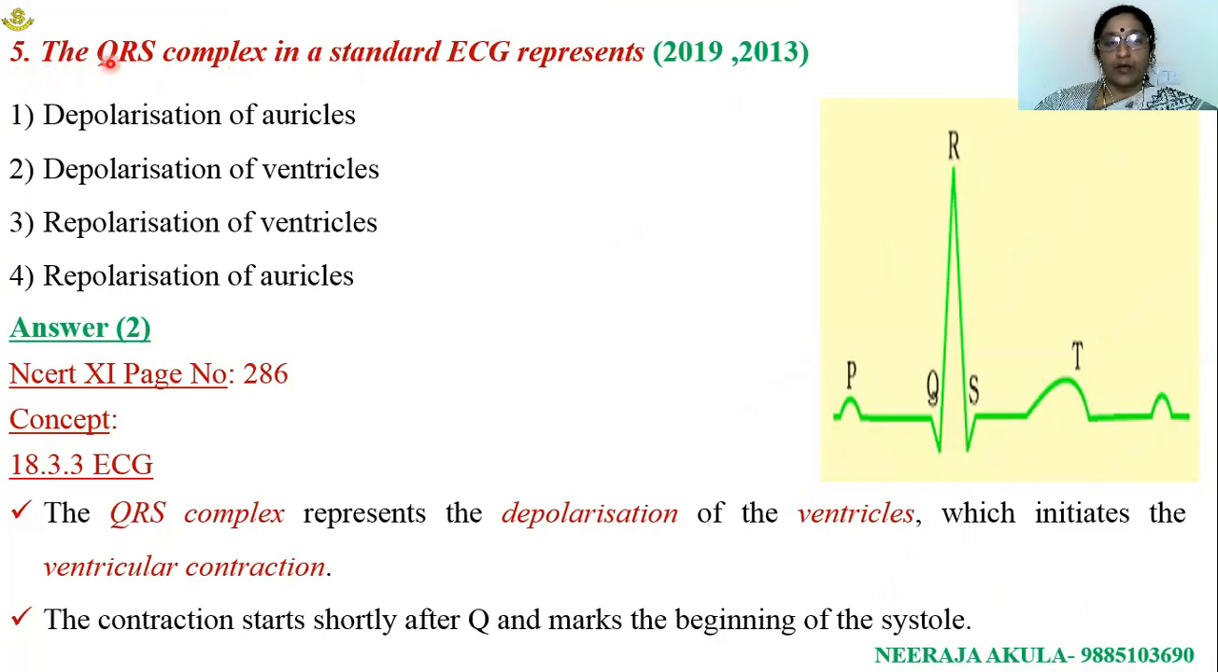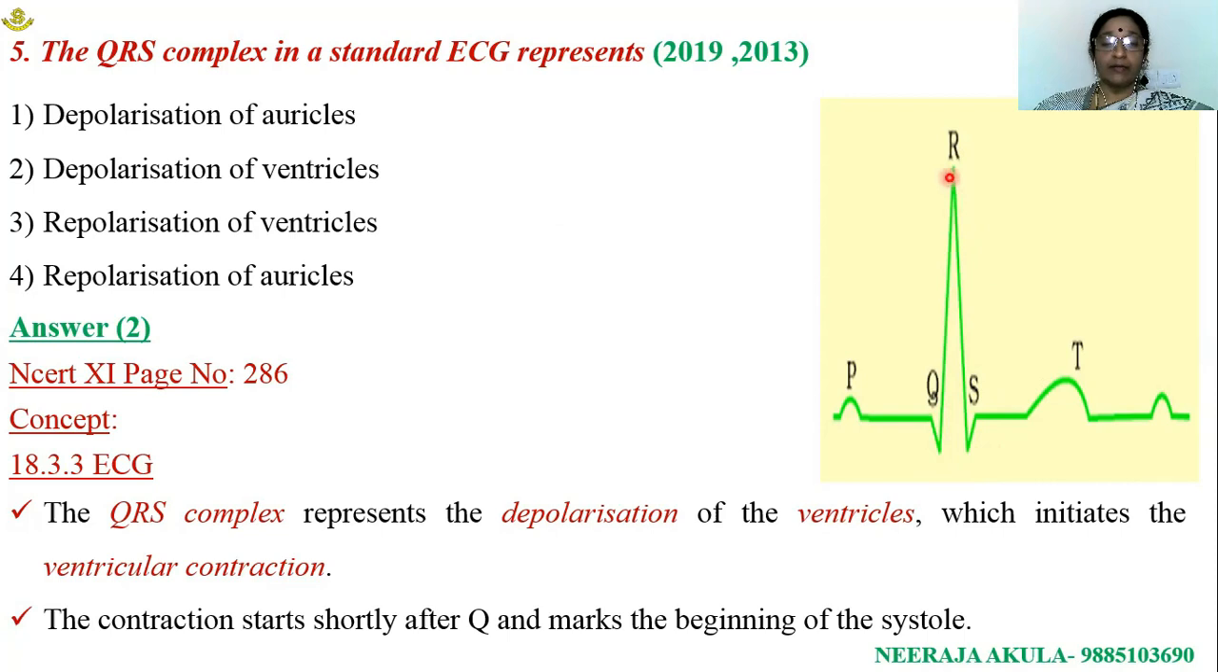Question number 5. QRS complex in a standard ECG represents. Last year we got the question right from this area in the form of match the following. Depolarization of auricles, depolarization of ventricles, repolarization of ventricles, repolarization of auricles. So here QRS complex represents depolarization of ventricles. P wave represents atrial depolarization. Enlargement of P wave represents enlargement of atria. QRS complex represents ventricular depolarization.